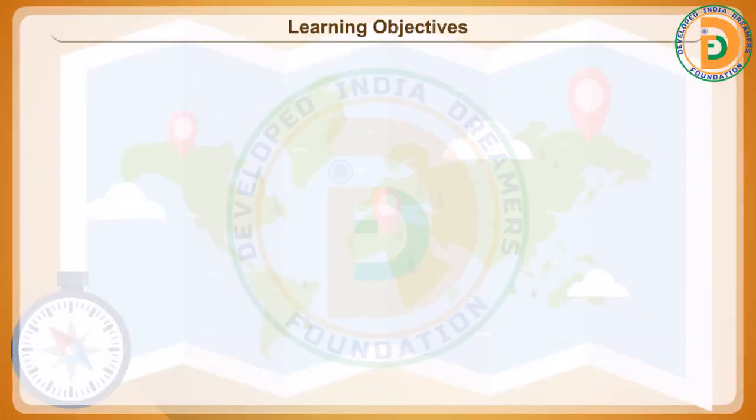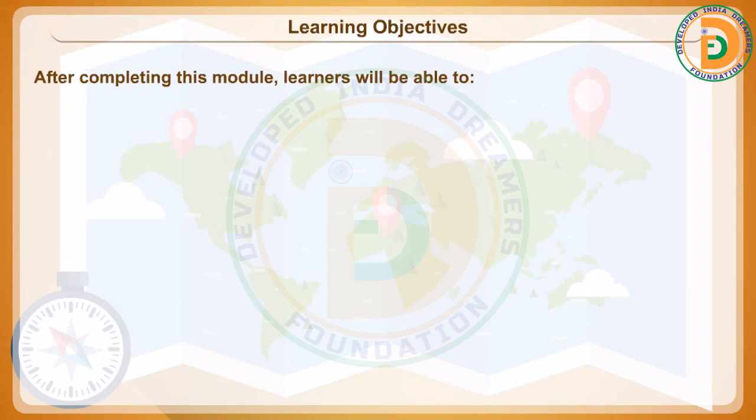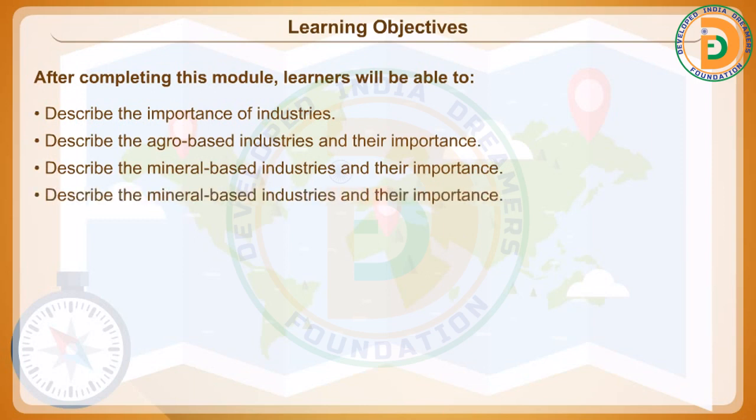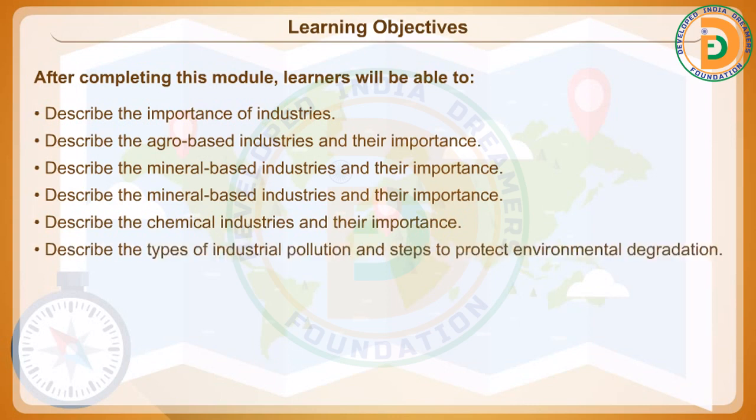Learning objectives. After completing this module, learners will be able to describe the importance of industries, describe the agro-based industries and their importance, describe the mineral-based industries and their importance, describe the chemical industries and their importance, and describe the types of industrial pollution and steps to protect against environmental degradation.